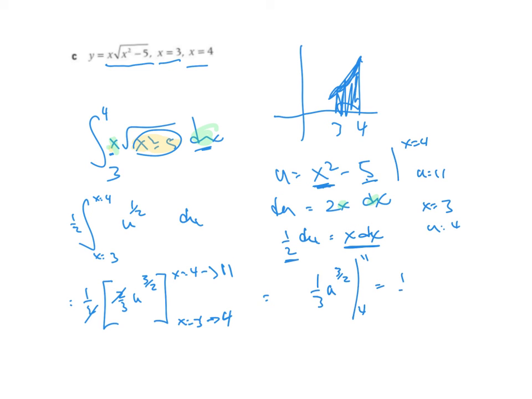Which then is 1/3 times 11 to the 3/2 minus 4 to the 3/2. And that is some decimal that I don't know the answer to. Let me just simplify this. I know this is going to be the square root of 11 cubed minus the square root of 4, which is 2. 2 to the power 3 is 8, and that should suffice.